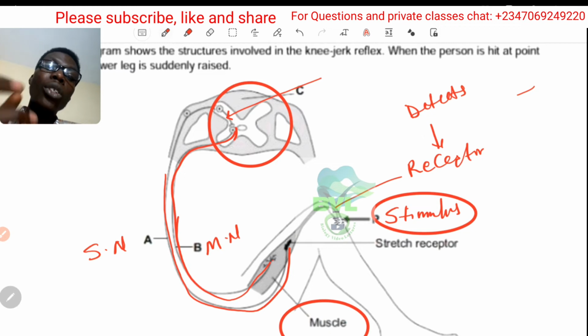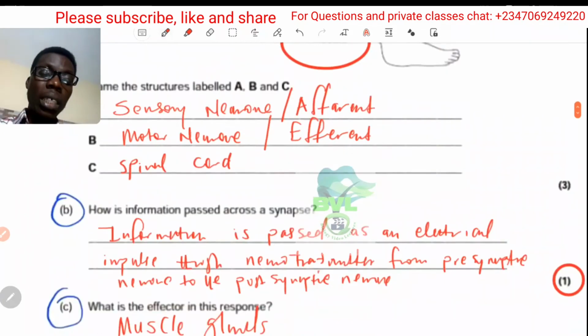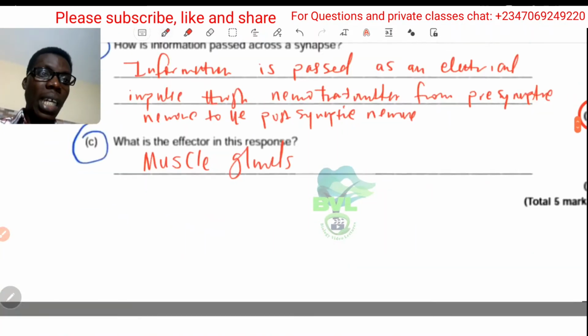So the effector is the structure that executes the information coming from the coordinator or from the motor neuron, as the case may be. Just know that the effector is the one that executes or carries out the decision that has been taken by the coordinator, which could be the brain or the spinal cord, as it were. I went there because I wanted you to understand that again.